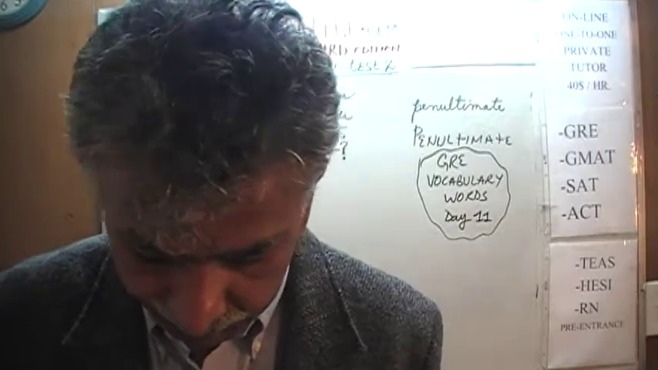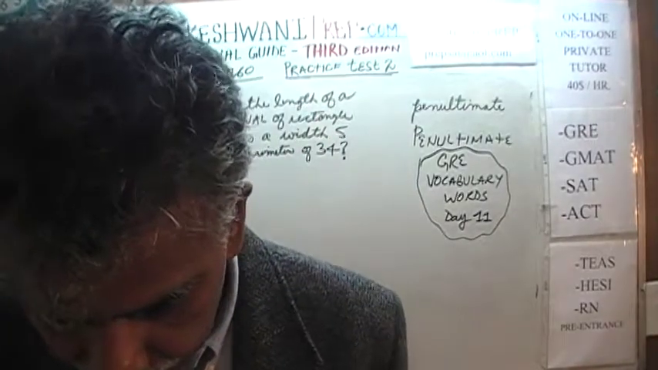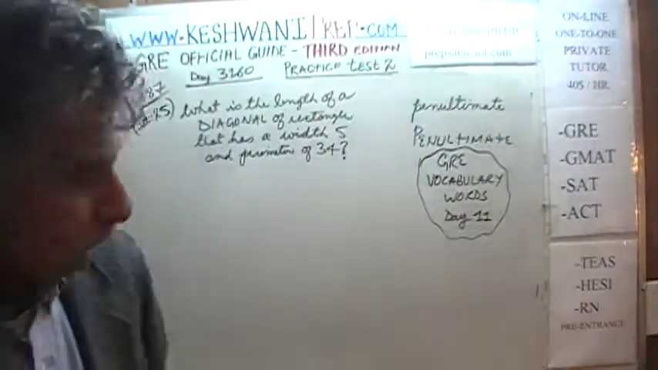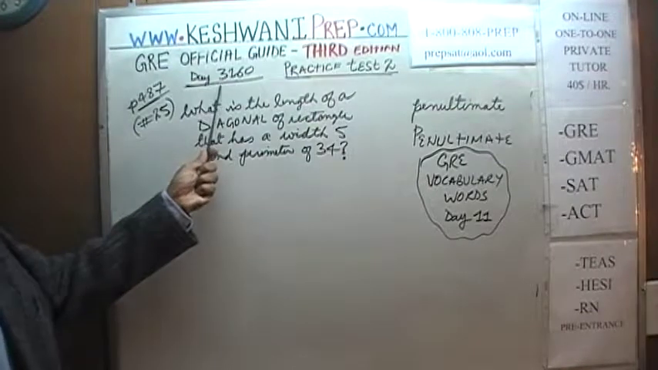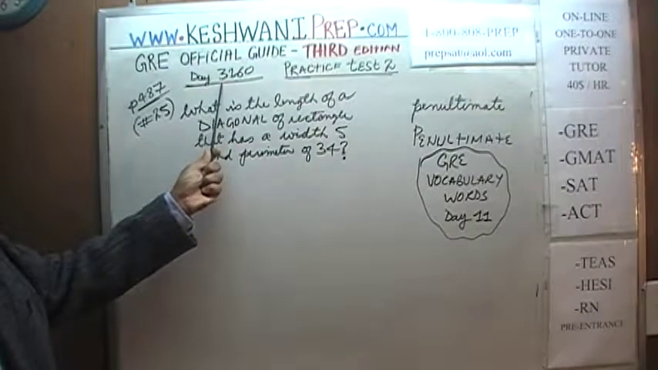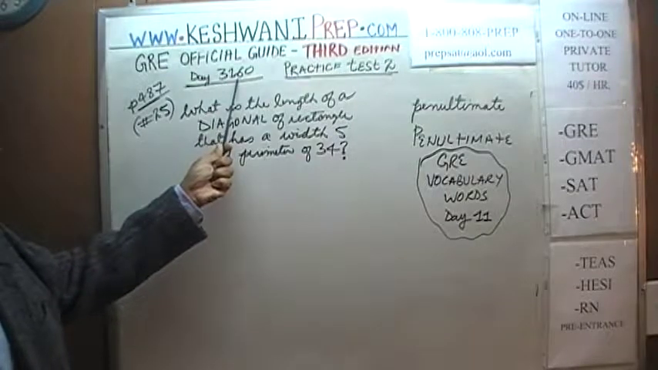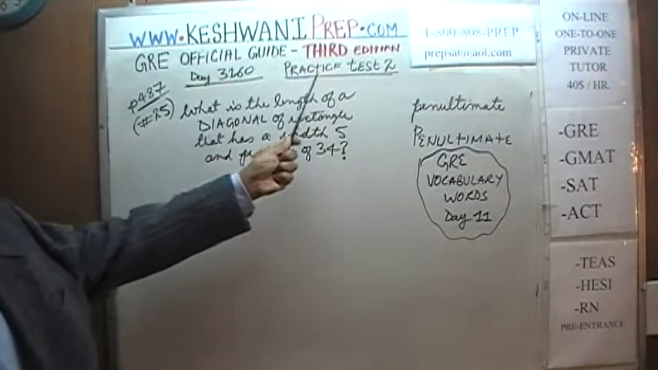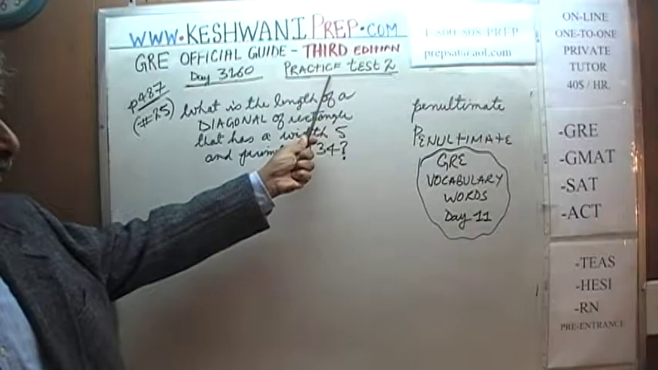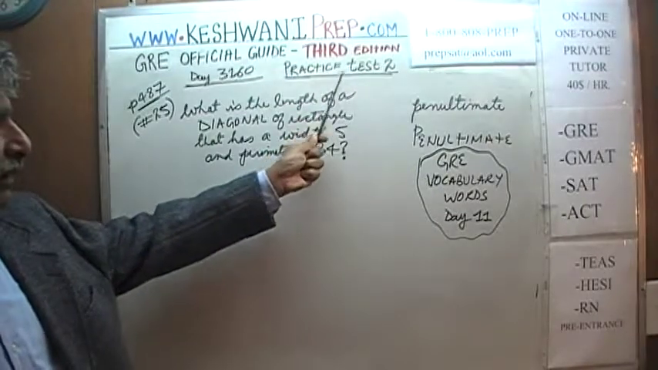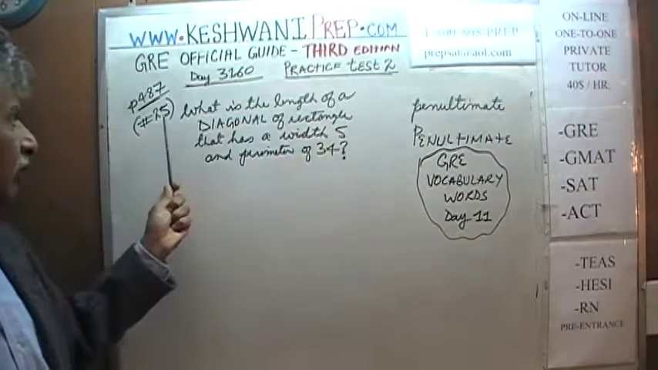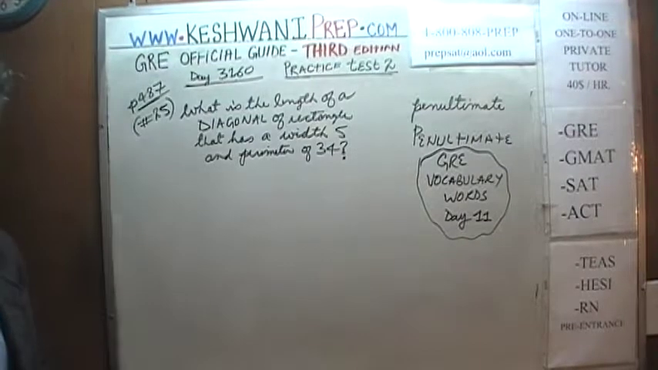Today is our lesson number 160. Day 3160, where the 3 signifies the fact that we are in the third edition. Third edition, day 160. We are in the process of solving the problems from the practice test that you will find at the very end of the book, practice test number 2. And today we'll do the very last problem, the ultimate problem.